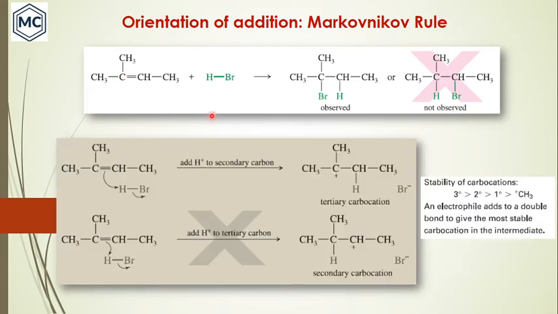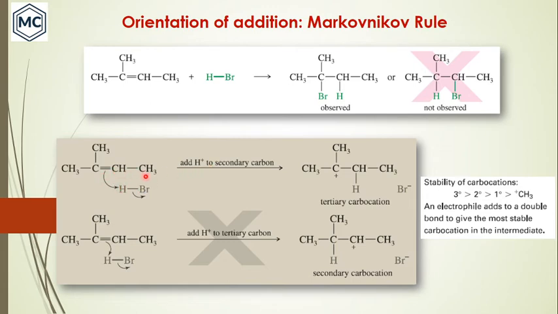What is the reason for that? This orientation of HBr to the alkene. So what happens first? In the first step in the mechanism, this alkene reacts with HBr, and this double bond is nucleophilic, and this H plus is electrophilic. Then this nucleophile attacks this H plus.